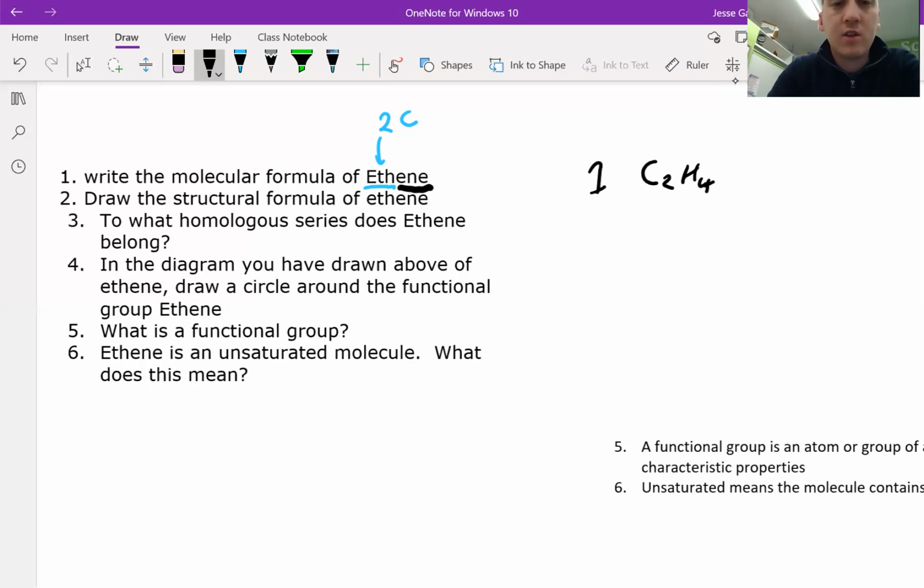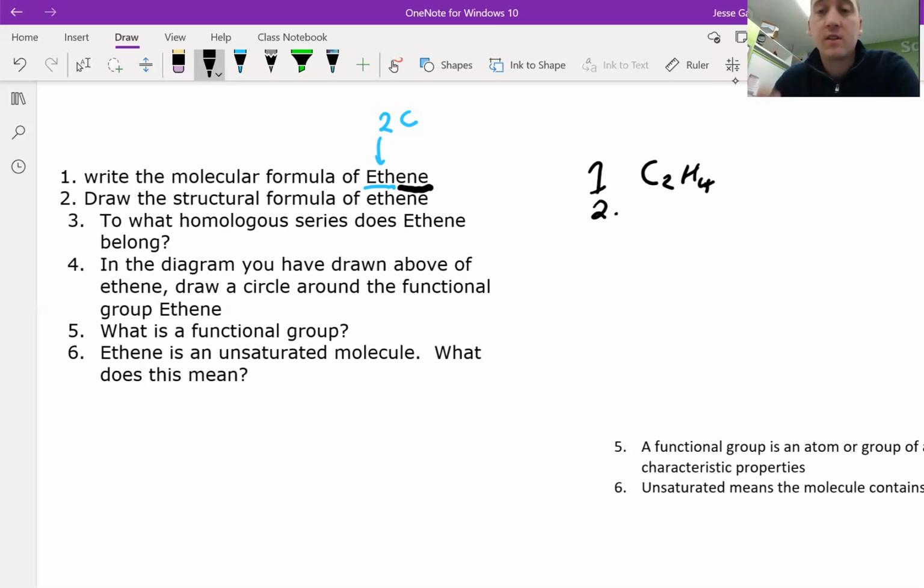Okay. Question 2 says draw the structural formula for ethene. So the structural formula basically is what we'd be familiar with. We're drawing out structures of compounds. It shows the number of each atom, the type of each atom, and shows the bonds between them.